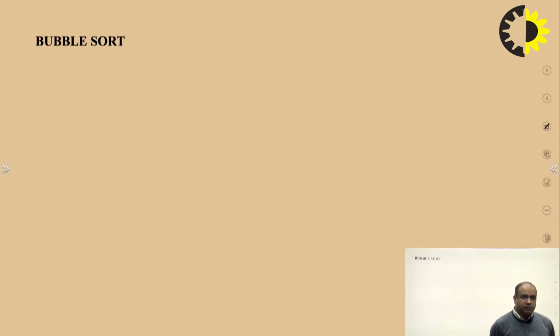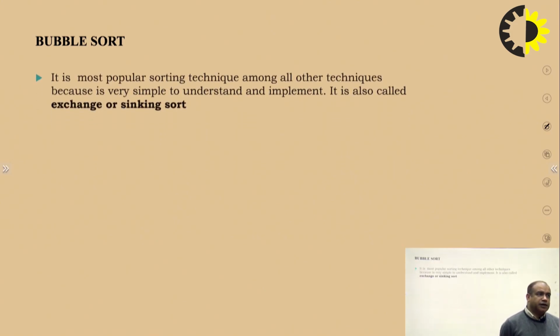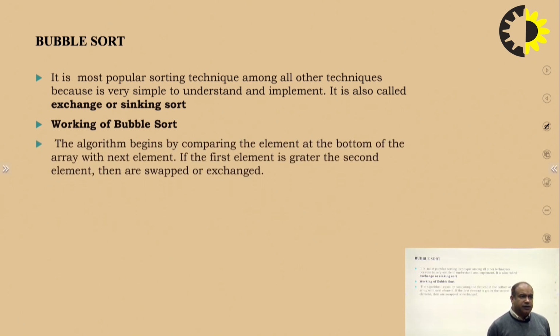Now we talk about the most important algorithm, bubble sort. Bubble sort is the most popular sorting technique among all the techniques because it is very simple to understand and implement. It is also called exchange or sinking sort. Working of bubble sort: the algorithm begins by comparing the element at the bottom of the array with the next element. If the first element is greater than the second element, then they are swapped or exchanged.